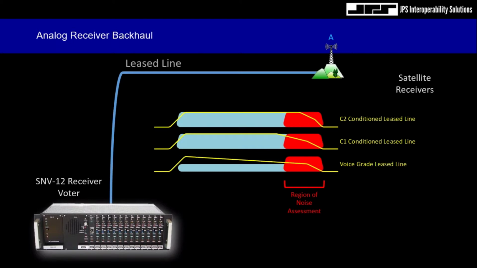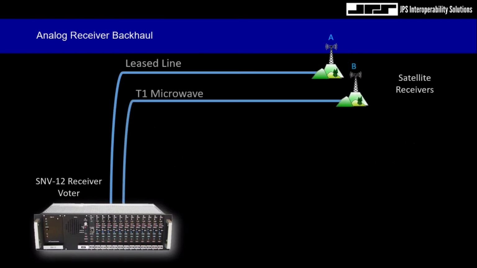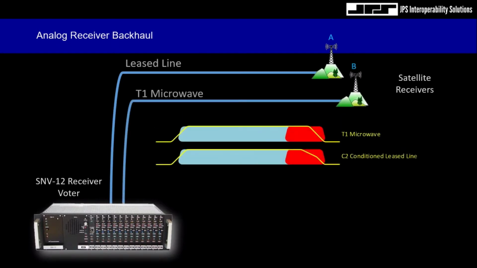Incidentally, the SNV12 contains equalizers that can be instated to correct for this roll-off. And in terms of reliability, most can be affected in terms of performance by the weather, and the lack of maintenance is probably more a realization that the service providers are favoring their digital offerings. T1 microwave, not digital microwave, we'll talk about that later.